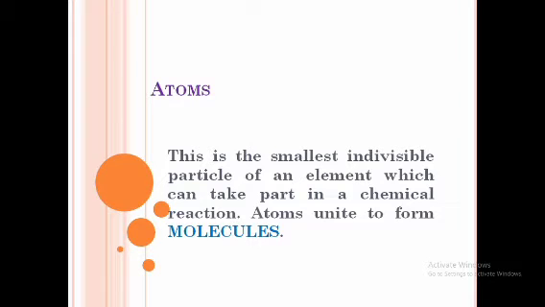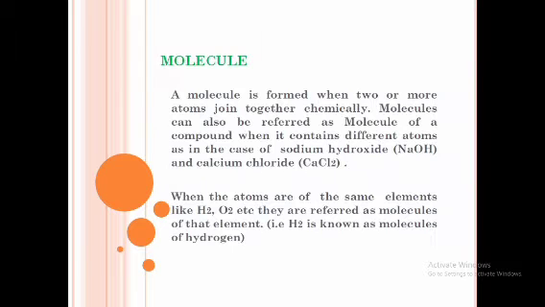So let's look at atoms. In this class, we've defined atoms before. We said atom is the smallest chemically indivisible particle of an element which can take part in a chemical reaction. And two or more atoms can unite to form a molecule. Now, molecule. The molecule is the smallest particle of a compound which retains the identity of the compound. A molecule is formed when two or more atoms join together chemically.